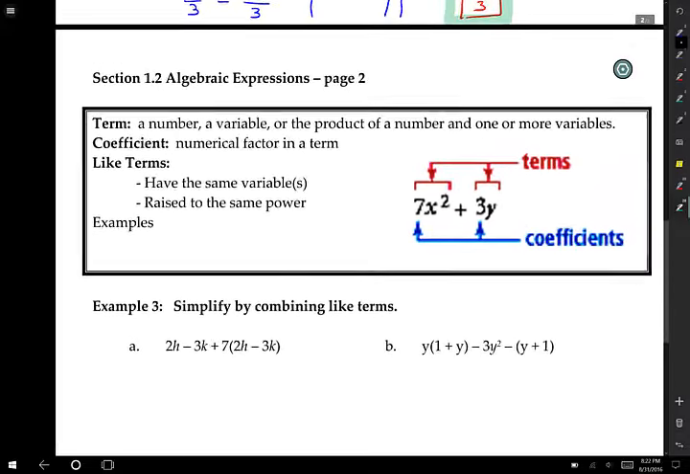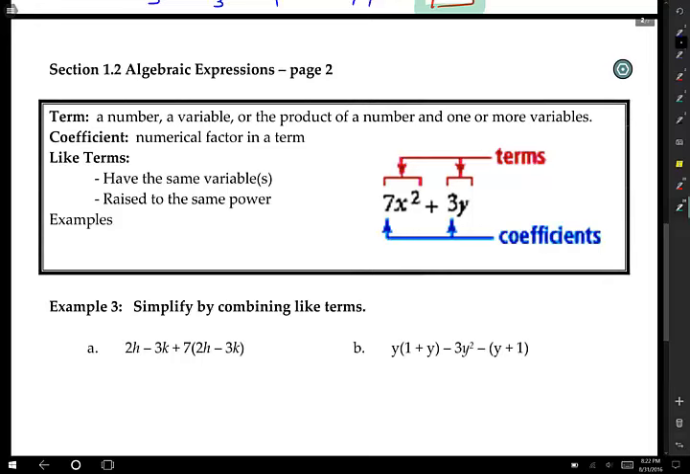Algebraic expressions can be broken down into terms. Each term is separated from another term by a plus or a minus. So, in this following example to the right, you have two terms, 7x squared and 3y. The coefficients, as you can see highlighted in blue, are the numbers in front of each of the terms.